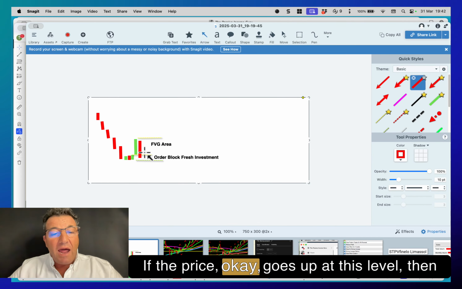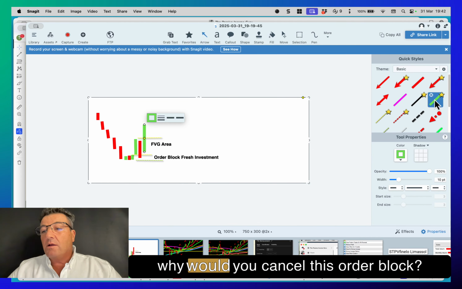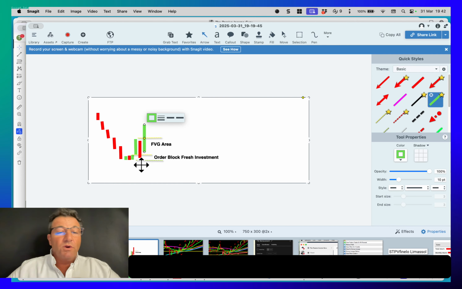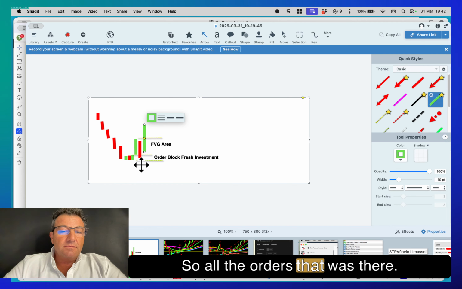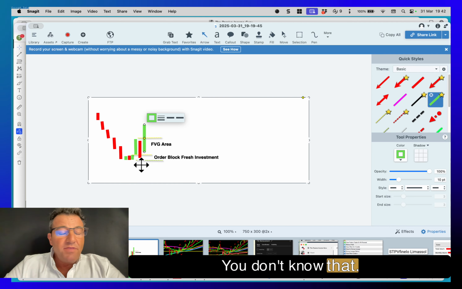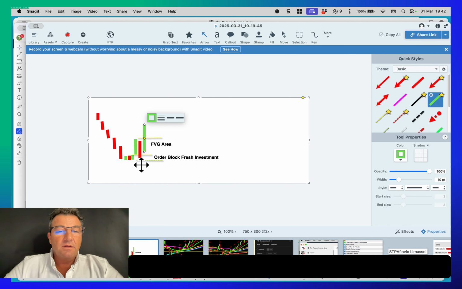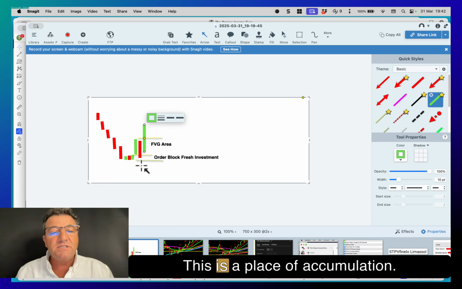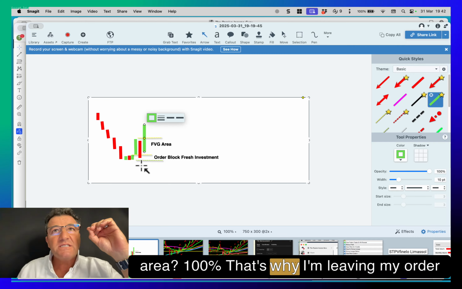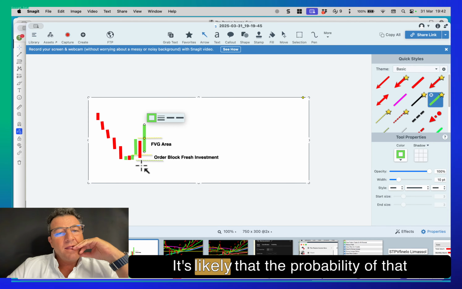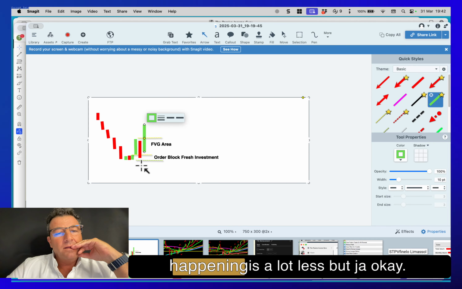This is where I'm confused in the thinking. If the price goes up at this level, then why would you cancel this order block? That area was used to move it back up again. So all the orders that were there, you don't know that all got hit and triggered. You don't know that all the orders were used there. This is a place of accumulation. So you're saying that it could come back in that 100%. That's why I'm leaving my order block there. I think the likelihood and the probability of that happening is a lot less.